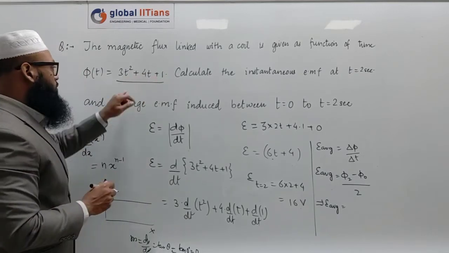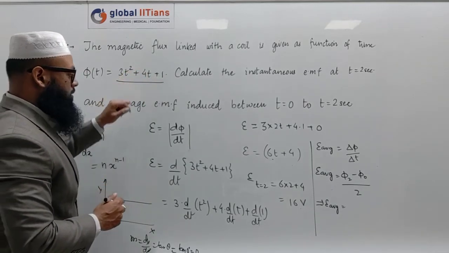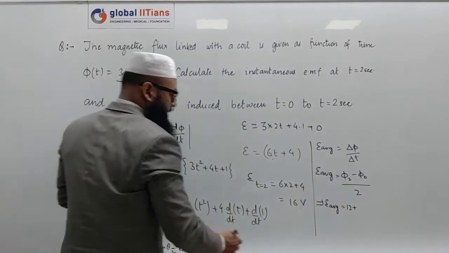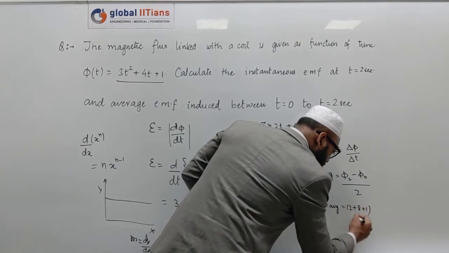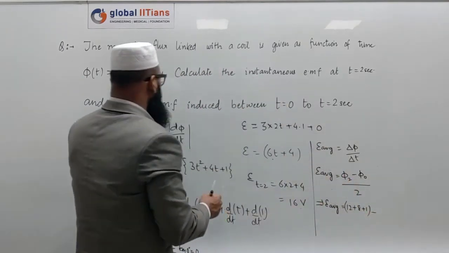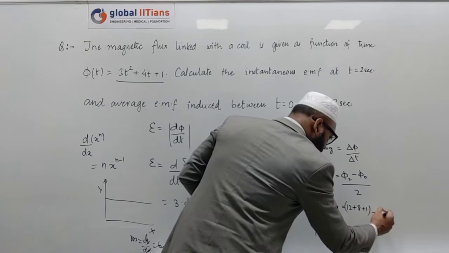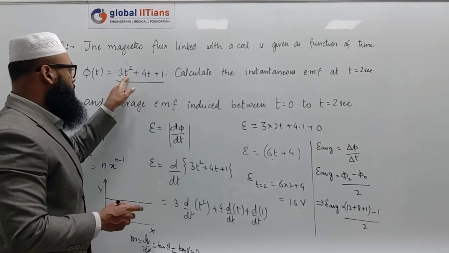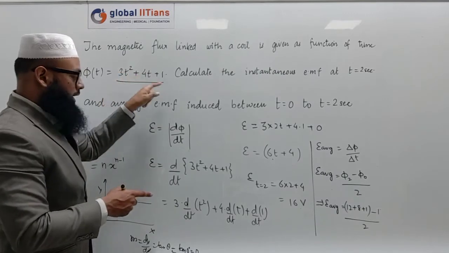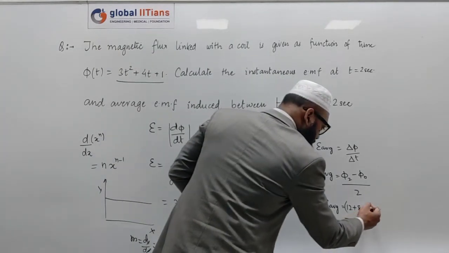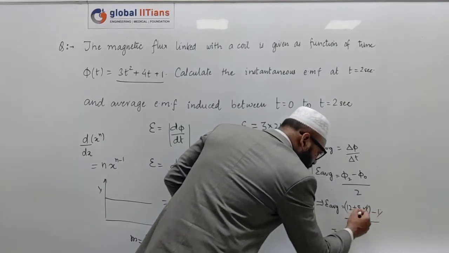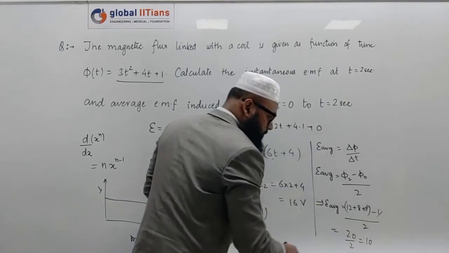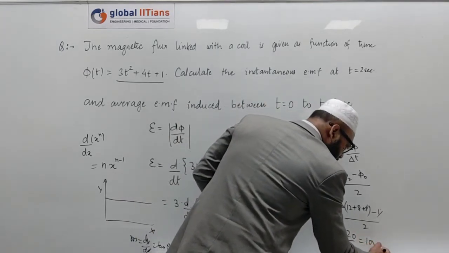So it's going to be 2 to the 4, 4 3s are 12, 12 plus 2 4s are 8 plus 1. Minus, when I put 0, we just get 1. Upon 2. Let's check again. When putting t equal to 2, 2 to the 4 3s are 12 plus 4 to the 8 plus 1. Yeah, absolutely fine. So this 1 will get cancelled and we'll have 12 plus 8, 20 upon 2, that is going to be 10 volt.